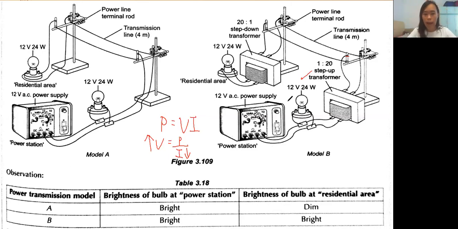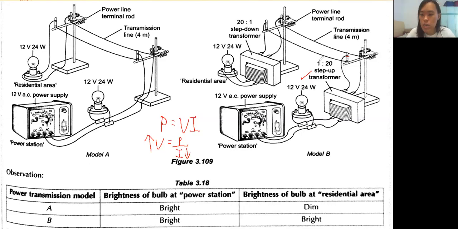So that's why in Model A, without the transformer, the voltage is not increased, so during the transmission line, the power will be lost. Once it reaches the residential area, you will see that the bulb lights up dimmer. But on the other hand, in Model B, you have a step-up transformer here to increase the voltage, which helps reduce the power loss in the transmission line. But once you step up, you must reduce it down so that it's suitable for household use.